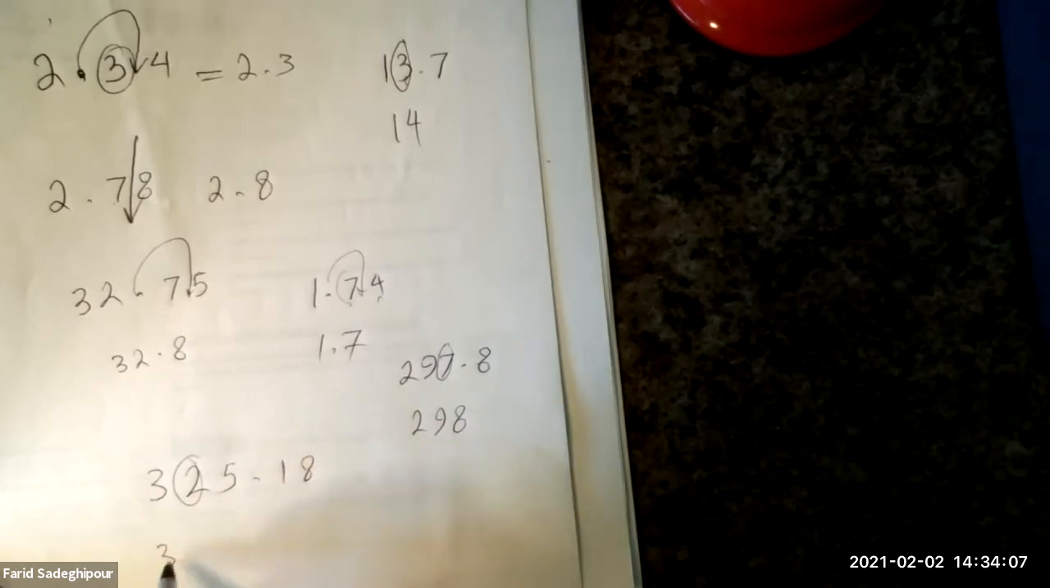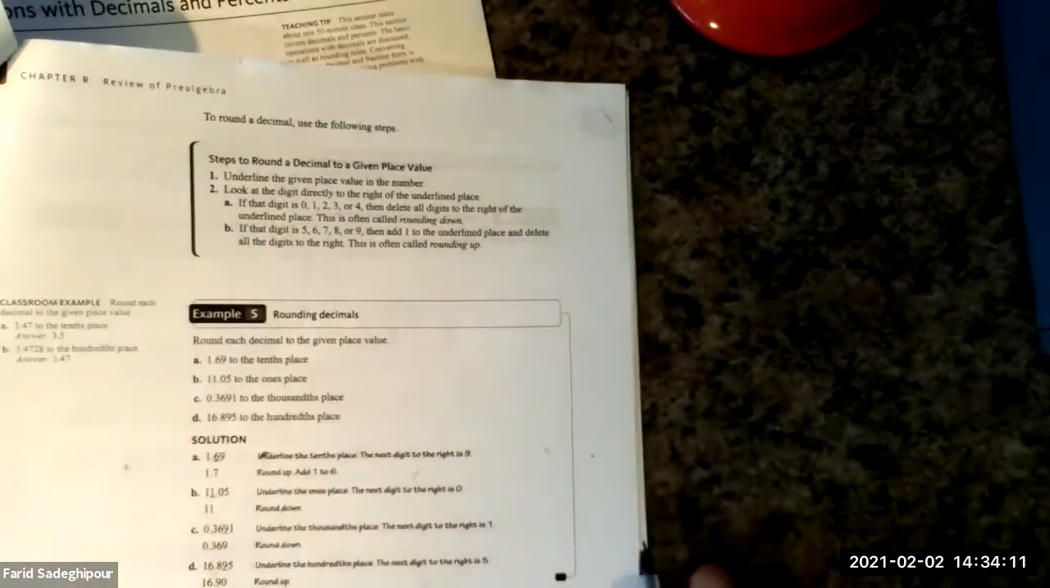Let's say you have 325.18, and you want to round this number. The number after this is 5. If it's 5 or greater, you just add 1 to that. Okay, so that's how it works.